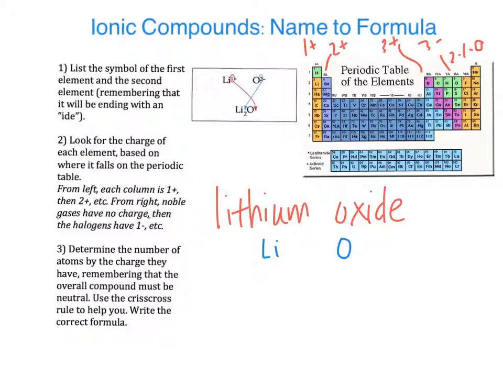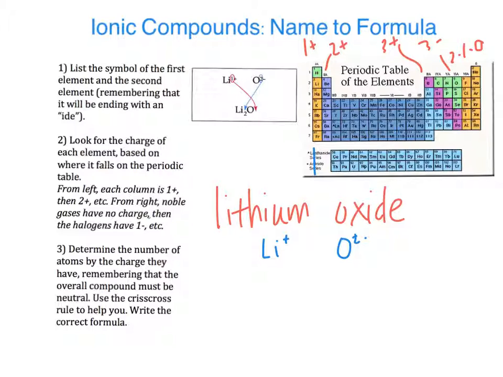So once you can determine that, you're going to write the charge of these ions next to it. So lithium, because it is from the alkali metals, will form a 1 plus ion. So just a plus there. Oxygen over here will form a 2 minus ion. Okay, so I've listed them, I have their charges.